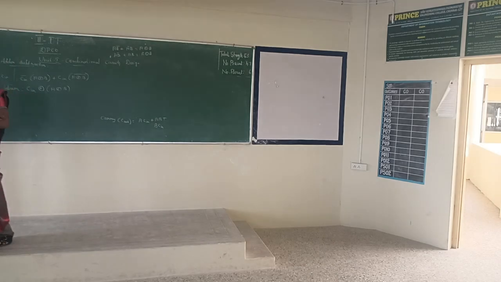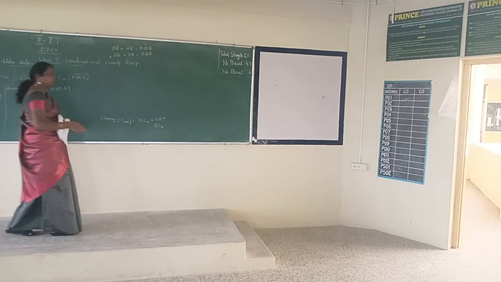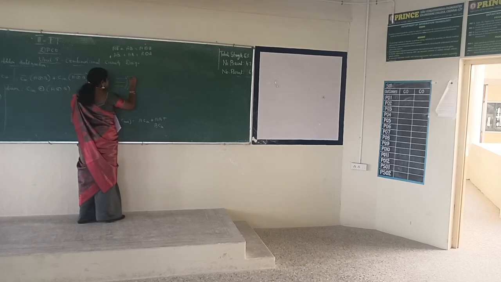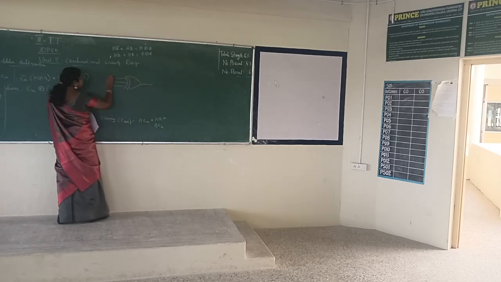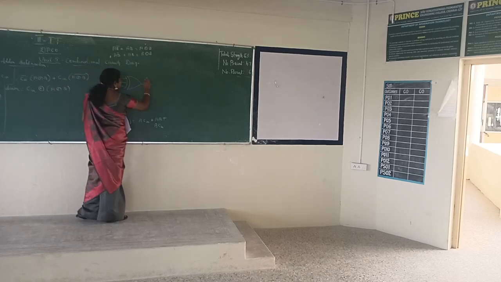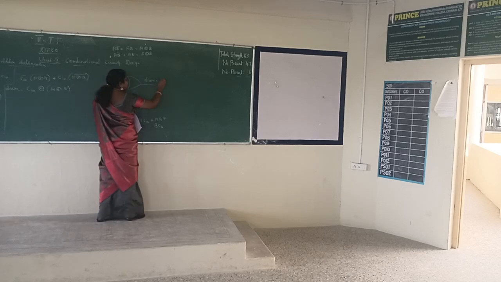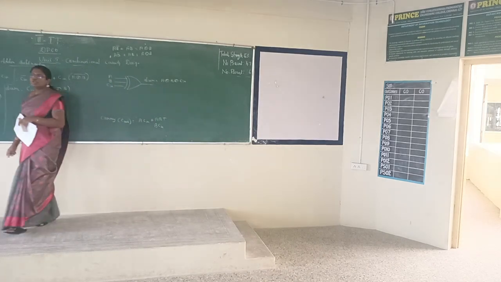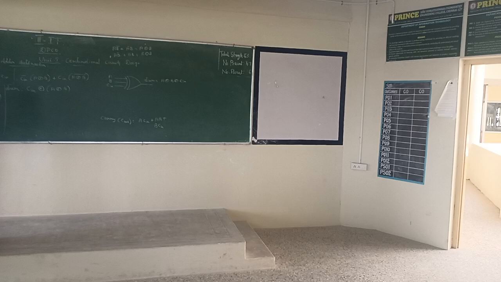So how many inputs are here? 3 inputs. So it is a 3-input XOR gate. What are the inputs? A, B, C in. What is the output? A XOR B XOR C in. Right? So we have drawn the logic circuit for sum. Next, we are going to draw carry.